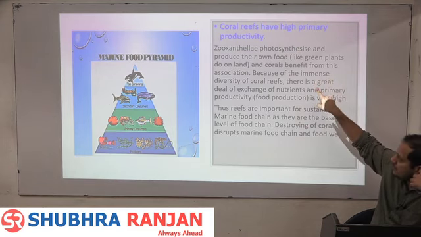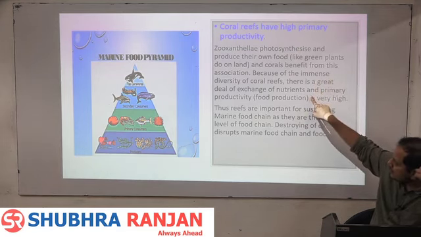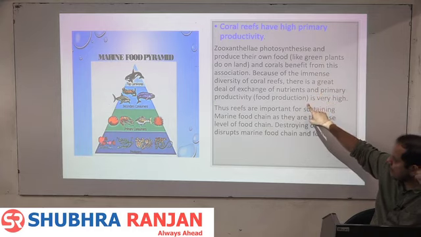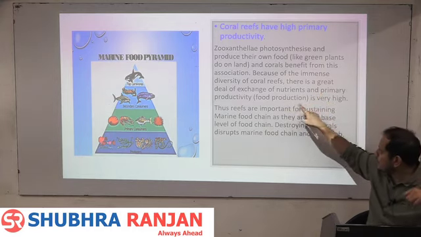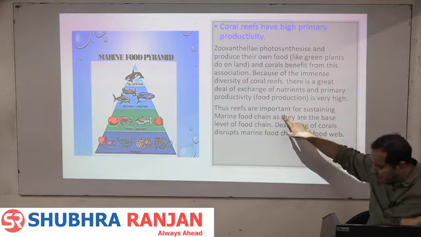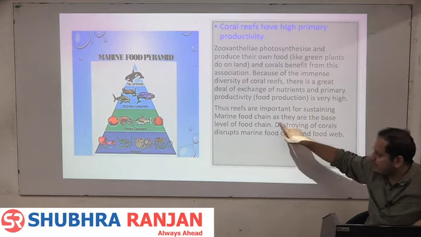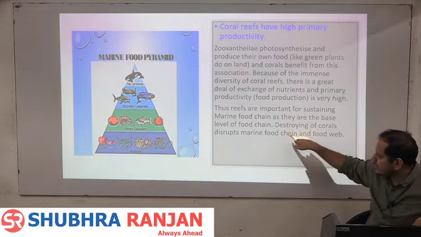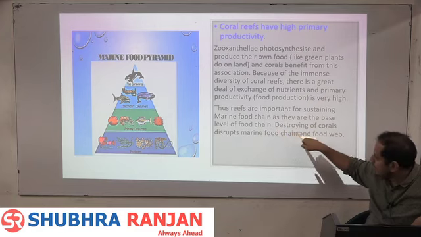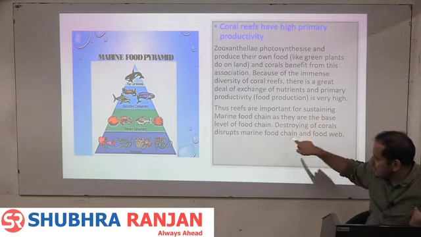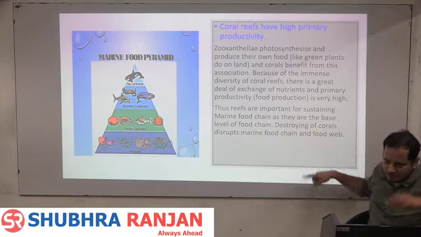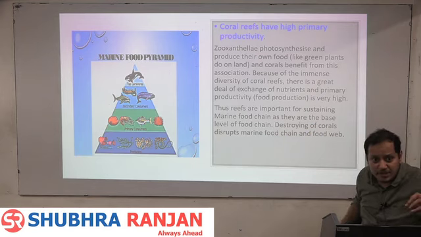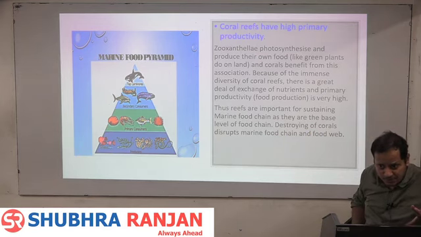Because of the immense diversity of the coral reefs, there is a great deal of exchange of nutrients, and primary productivity, that is food production, is very high. Thus reefs are important for sustaining the marine food chain. Getting it? As they are the base level of the food chain. Destroying the corals disrupts the marine food chain and the food web, and may result in dead zones in the oceans.